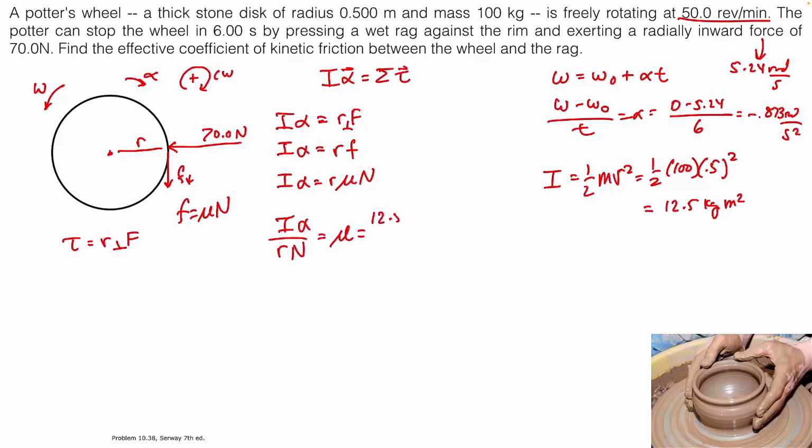Plugging and chugging, 12.5 over 0.873 divided by R times N, where R was 0.5 and N was 70. You notice I dropped the minus sign on that alpha? If I left it in there, I would have gotten a negative coefficient, but can coefficients be negative? No. I just need the magnitude of alpha at this point.